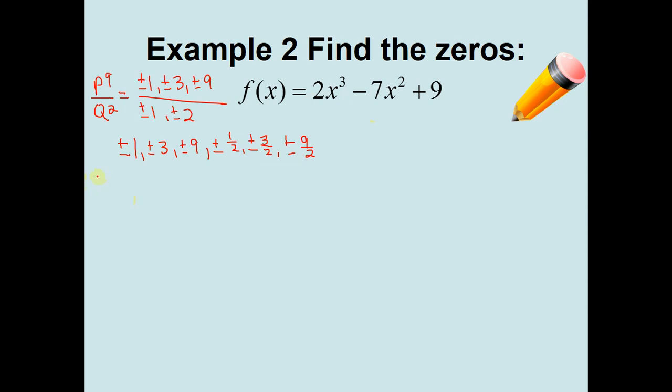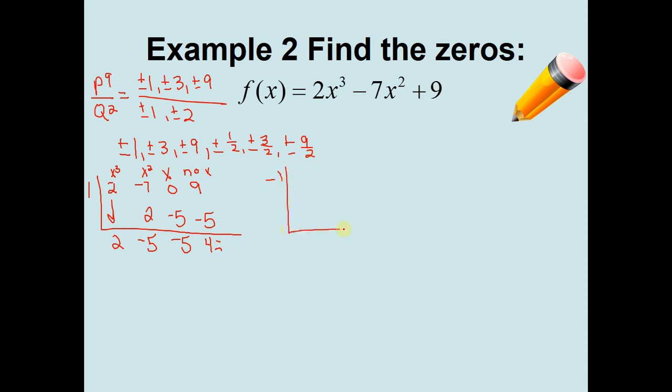So let's start doing our long division, our synthetic division here. So I'm gonna put a positive 1 out there. So it looks like x cubed's the start. And no x. Oh, we're missing an x squared term. So close. We gotta put an x there. So we got 2. Negative 7, 0, and 9. So let's drop the 2. 2 times 1 is 2. That's negative 5. Negative 5, negative 5. 4. Frowny face.